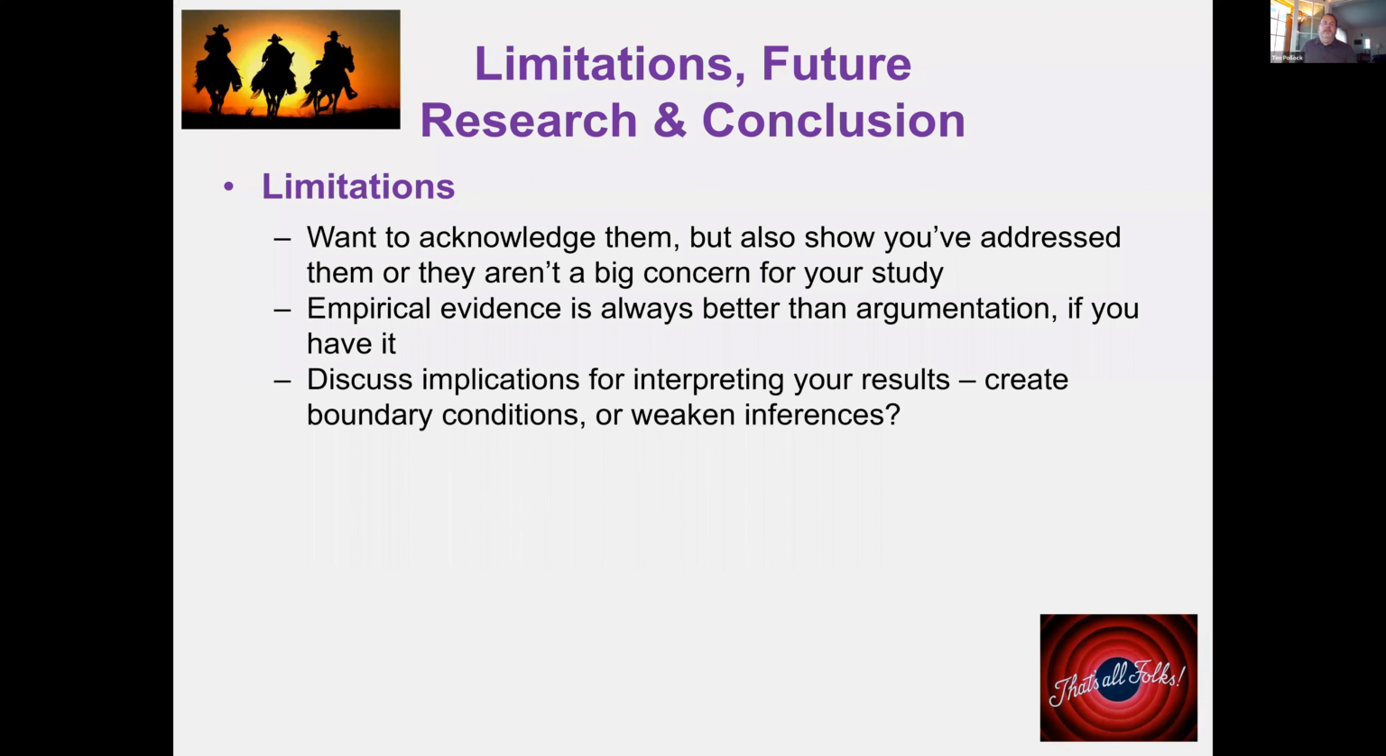If authors do not identify or acknowledge any limitations in their study, it makes us question whether or not they actually know what they're doing, because all studies have limitations. So you want to acknowledge them, but to the extent possible, also show how you've addressed them, why they aren't a big concern. If you have empirical evidence you can provide, it's always better than just pure arguments, but argumentation, if that's the best you can do, is what you should do.